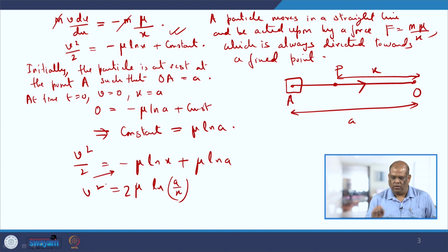Okay, so this is your step 1, where you have calculated the velocity in terms of the distance. It was given the acceleration in terms of the distance, you have integrated, used the initial condition and calculated the velocity in terms of the distance. So, let us now find a relation between the time and the distance.